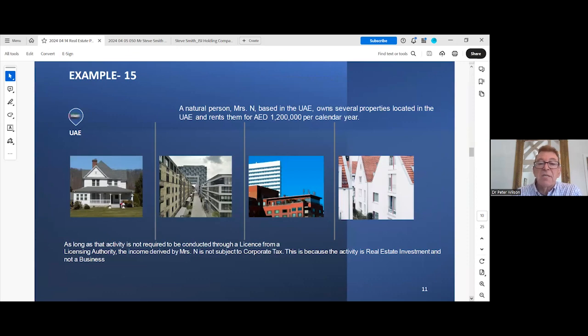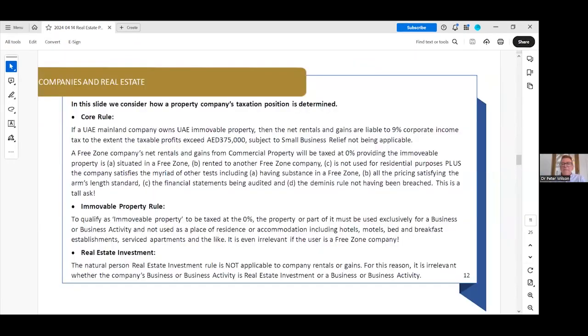Now, this is another one, example number 15 from the same guide. This one says that Mrs. N, based in the UAE, owns several properties located in the UAE and rents them for 1.2 million dirhams a year. Now, the guide says, as long as that activity is not required to be conducted through a license from a licensing authority, the income derived by Mrs. N is not subject to corporate tax. And they're saying that this is because it's a real estate investment and not a business.